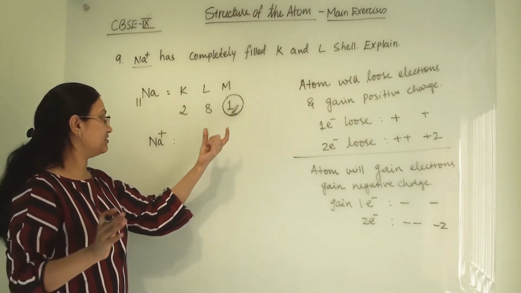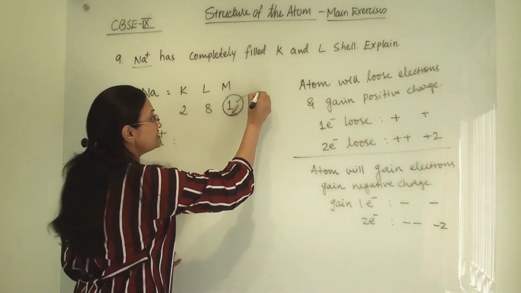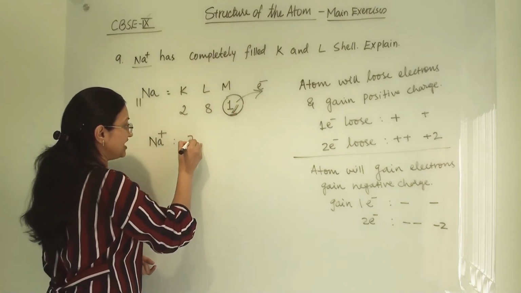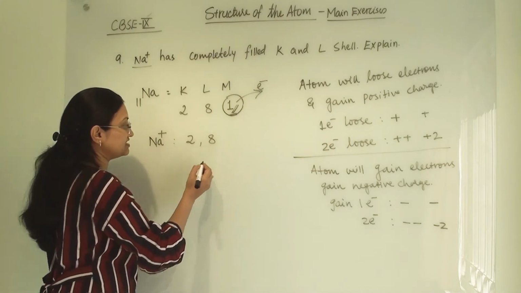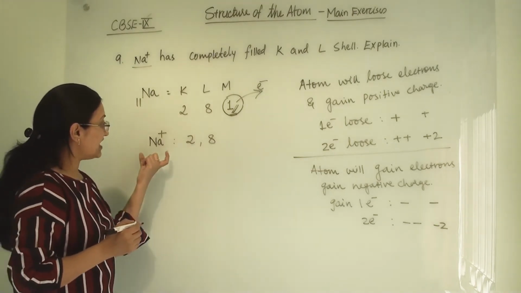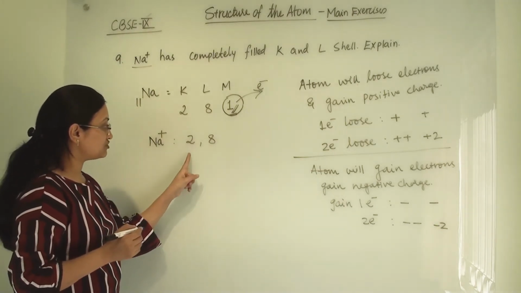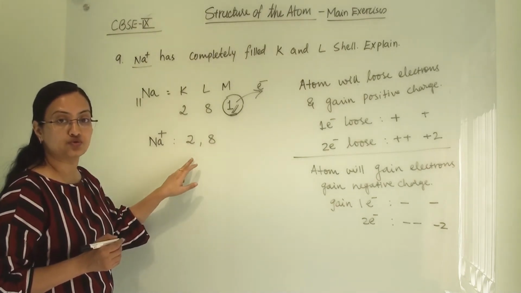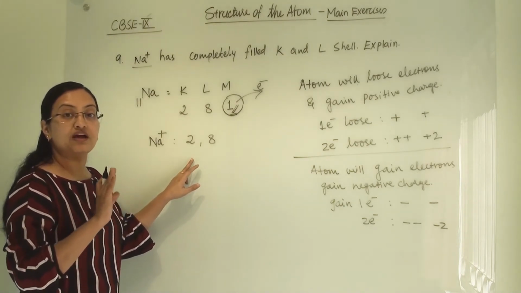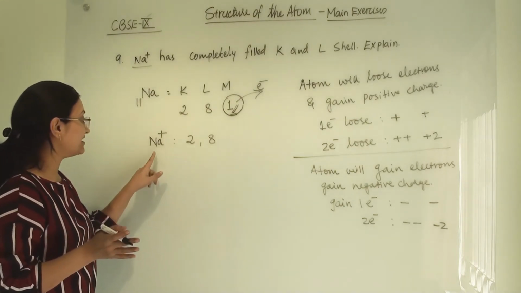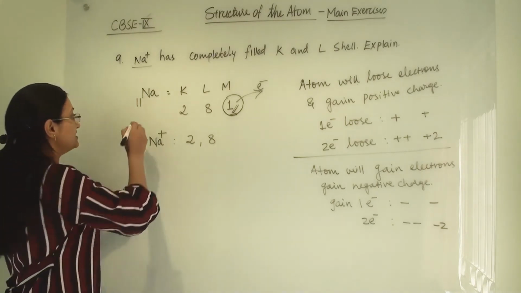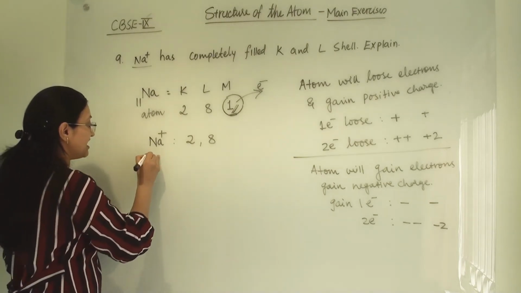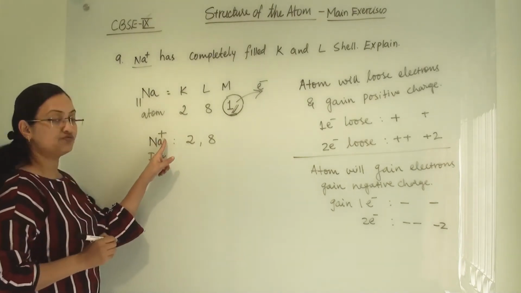This outer orbital only is used to make ions, whether it is a positive ion or a negative ion. Once it loses this one electron, it gains one positive charge and becomes 2, 8. So when it is Na+, its electronic configuration is 2, 8. Now this one electron is no longer a part of the sodium atom. The sodium atom has lost that electron and has become a sodium ion.